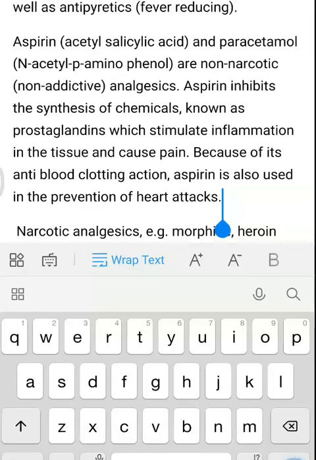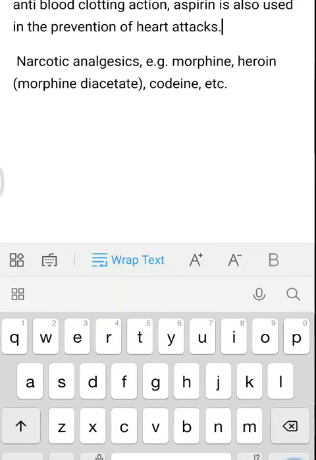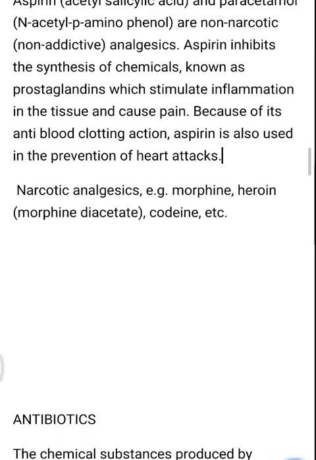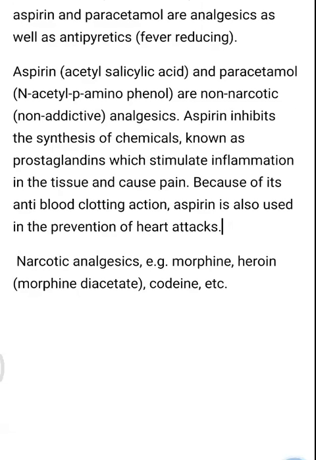Now coming to narcotic analgesics. Narcotics, as the name suggests, means habit making. So drugs which produce sleep and unconsciousness are called narcotics. Now, most of the narcotics are opium derivatives and are extracted from poppy leaves, so they are called opiates.